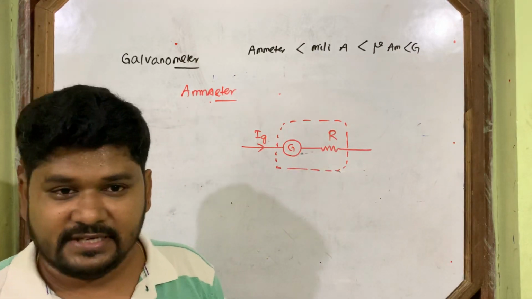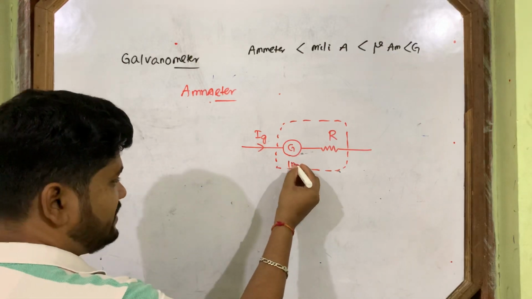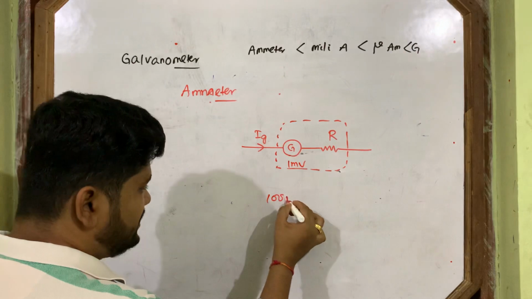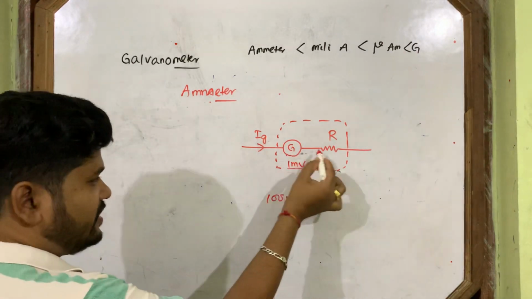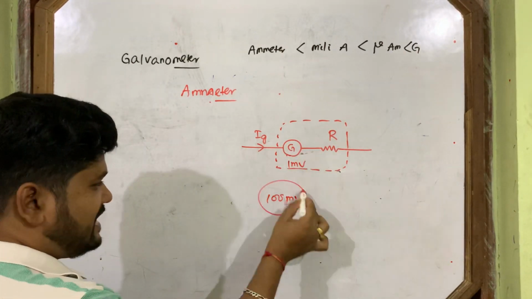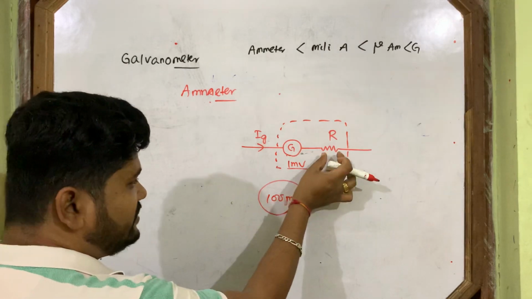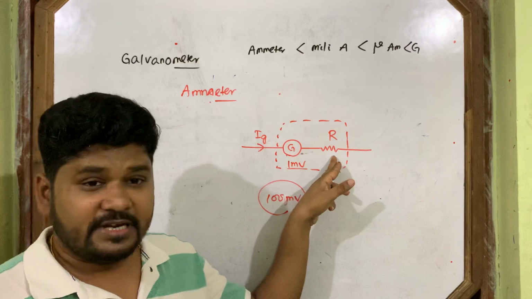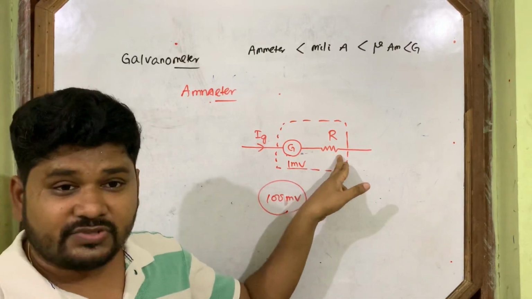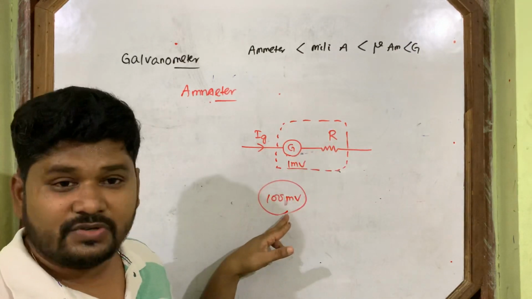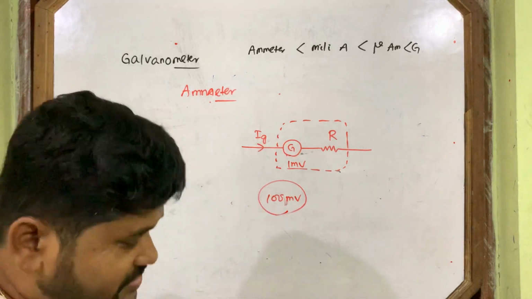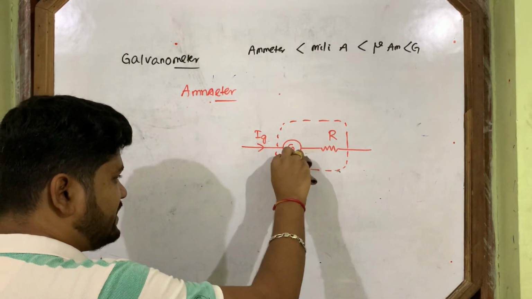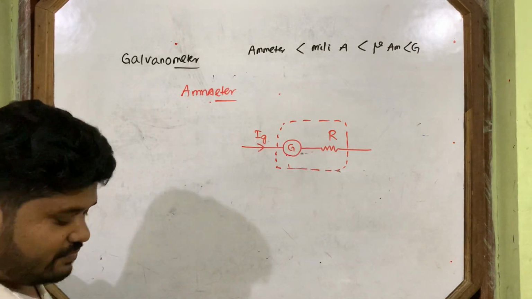It can dissipate a maximum of 1 millivolt, suppose, but your voltmeter range is 100 millivolt. Then if you connect a resistance in series, the extra 99 millivolt will drop across it. As the maximum voltage has to drop there, the resistance also has to be more. So in this process, a high resistance connected in series with a galvanometer converts it into a voltmeter.